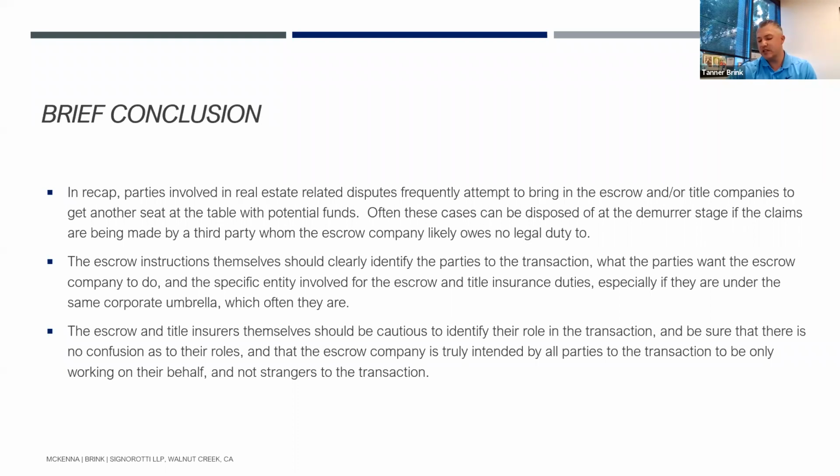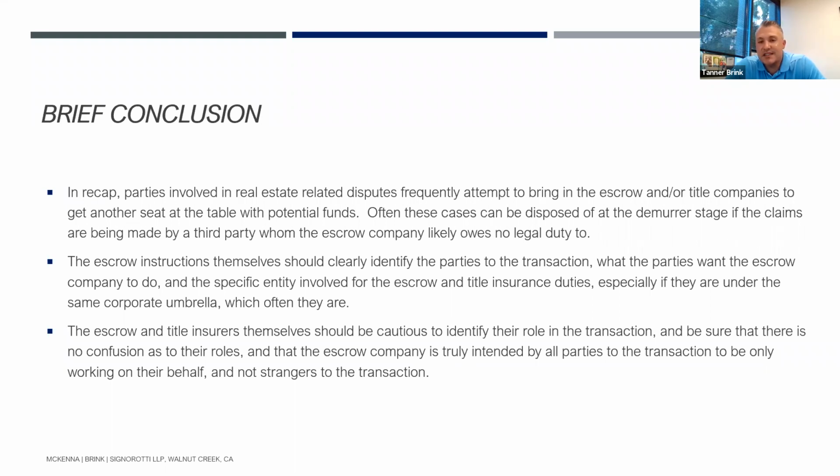Okay, just in brief recap, like I said, title and escrow companies are frequently named in cases where parties are trying to get another hat at the table, right? Oftentimes, almost in all cases, we do file a demur, and most of the time are successful on demur, at least with respect to third parties bringing a case to an escrow.